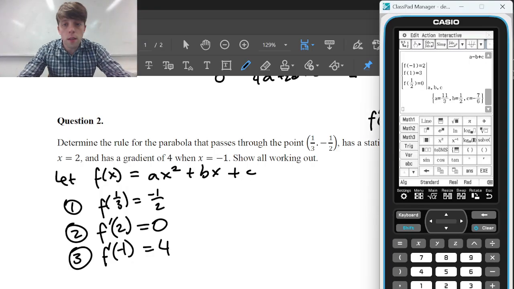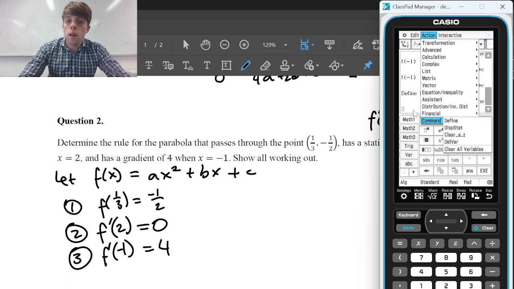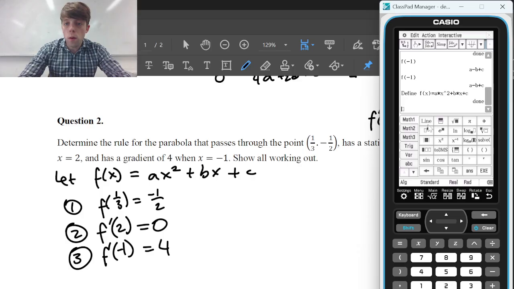Now let's see if we can just do this in the CAS calculator straight up. So first up, we're going to get rid of what we had on the last line. We're going to go back to this point here where we're just going to define f of x. So you would do the same thing as before. We go action, commands, define f of x is equal to what we want it to be.